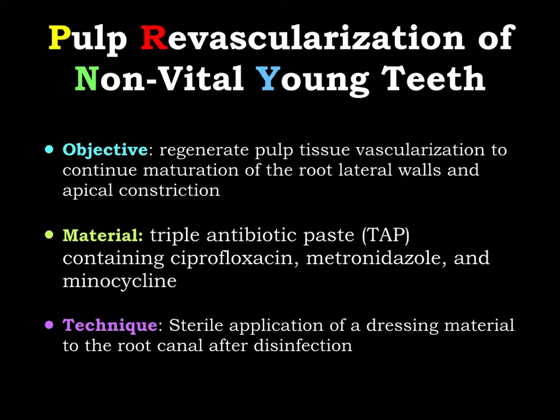After you clean, if there is no bleeding, you're gonna generate bleeding by using a file in the apical third of the root. Once there is bleeding, you're gonna apply the triple antibiotic in the coronal half of the root, not in the apex, coronal half.